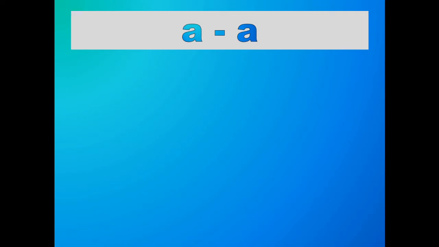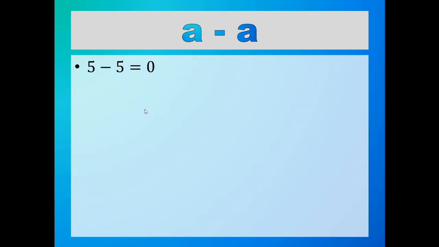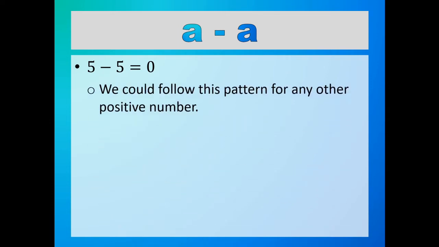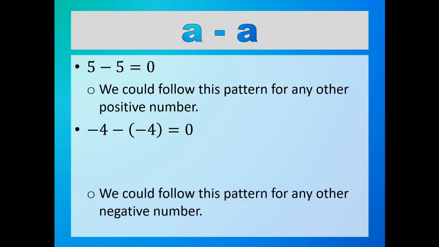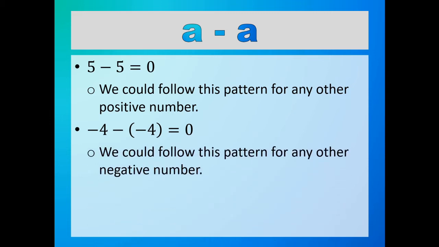A minus A. 5 minus 5 is equal to 0. We could follow this pattern of using counters, of using the number line for any other positive number. Negative 4 minus negative 4 is equal to 0. We could follow this pattern of the counters or this pattern of the number line for any other negative number. 0 minus 0 is 0. So we covered positive numbers, negative numbers, and 0. So therefore, any number minus any number is 0.